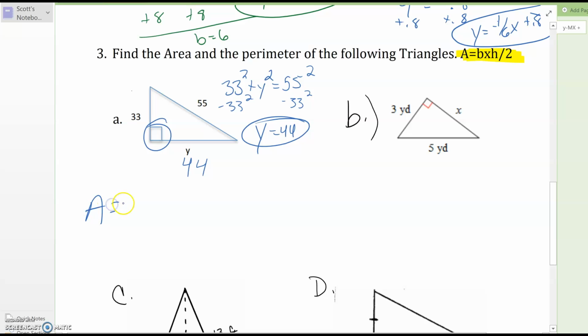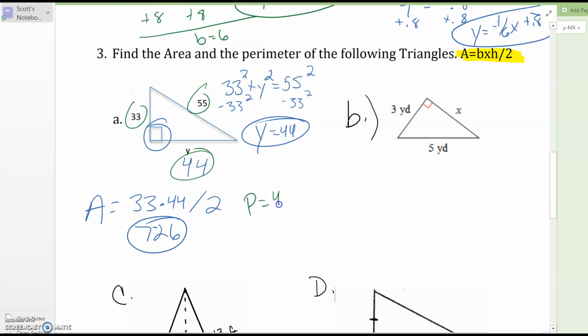So the area would be 33 times 44 divided by 2, which would be 726 for your area. Perimeter, you are just going to add all the sides together. So 44, 55, and 33. So perimeter would equal 132.